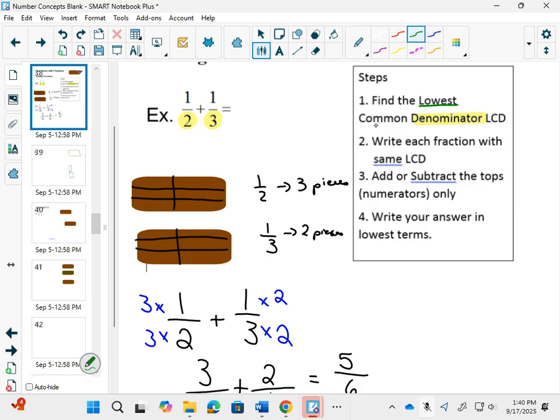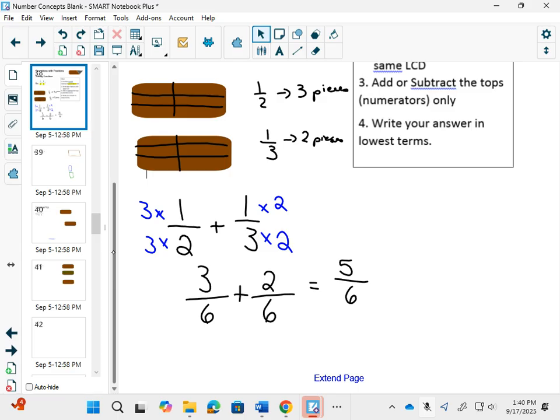So we write each fraction with the same lowest common denominator. That's what we did right here when we had 3/6 and 2/6. Now, I'm going to add those lines there. You notice how I multiplied the top by 3 and the bottom by 3. And over here I multiplied the top by 2 and the bottom by 2. That changed my 1/2 to 3/6. If I eat half the chocolate bar, does it make sense that I eat 3 out of the pieces that are size 6? They're the same thing.